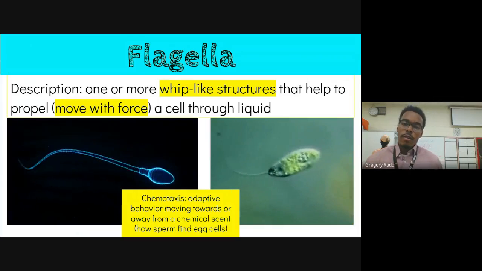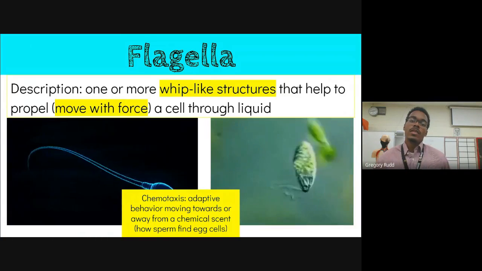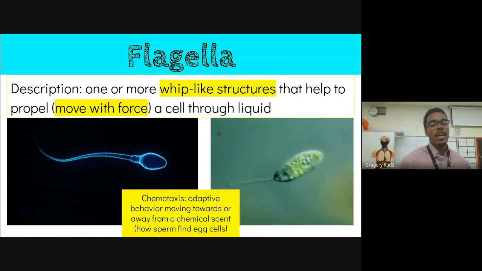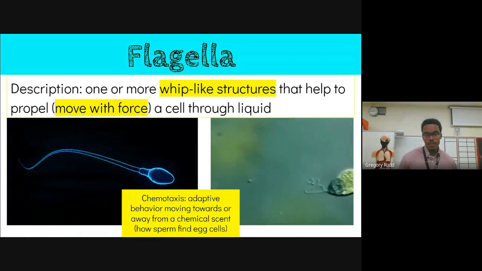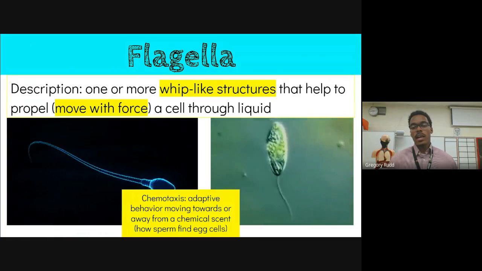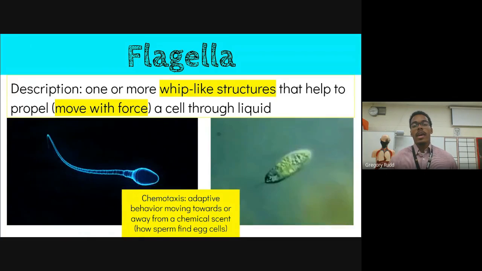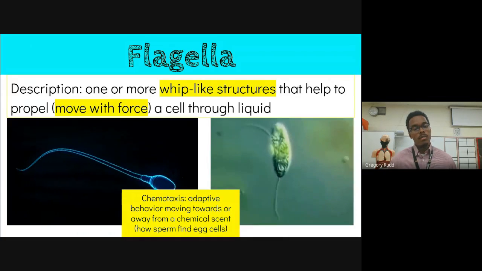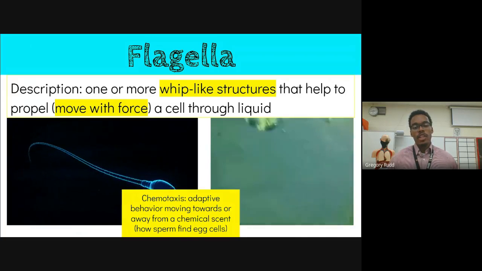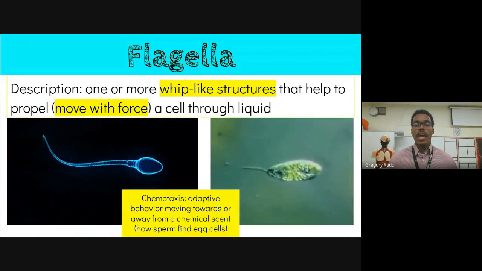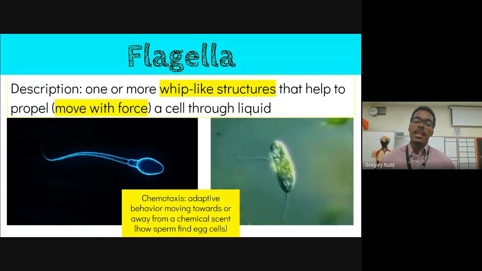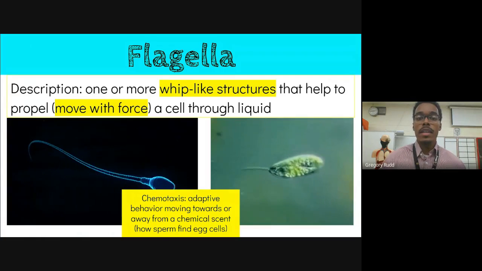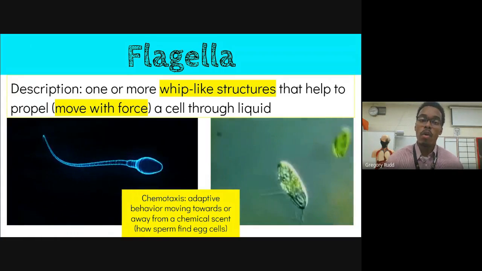A flagella, or several flagella, that's a plural word. Flagella are one or more whip-like structures that help to propel a cell through liquid. So oftentimes, as was discussed in that video that you just heard, an organism would have more than one flagella or flagellum. And the flagella are important because they allow for chemotaxis. So keep in mind that taxis is a root that means movement. Chemotaxis, therefore, is a word that means movement in response to a chemical environment.